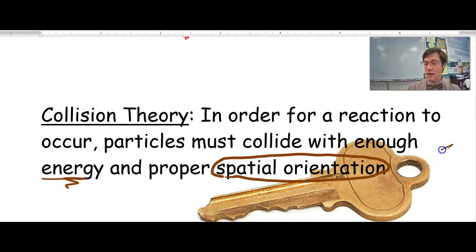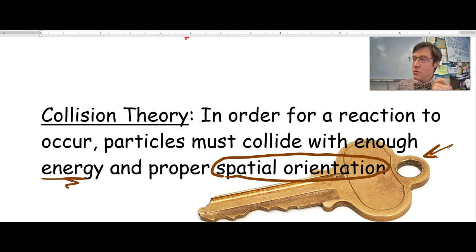Now I got a big old picture of a key right now. What's a picture of a key doing right there? Well, this kind of captures the idea. You can take a key, you can throw it at a lock, and it's not going to do anything really, right? So for a key to work, it has to line up perfectly, right? So the key has to line up with the keyhole, right? So that's spatial orientation. It has to line up just right. It can hit sideways. Nope. It can hit backwards. Nope. It has to line up just right in order for the key to go into the slot.